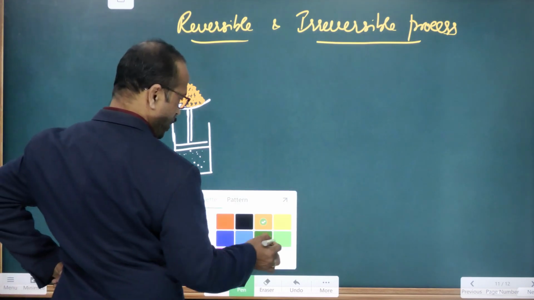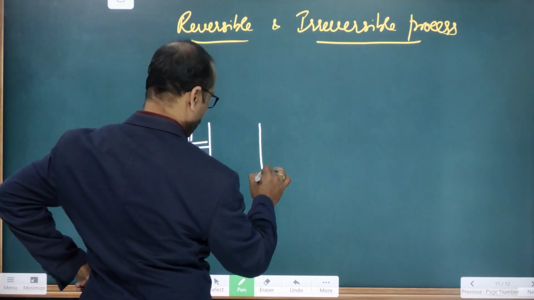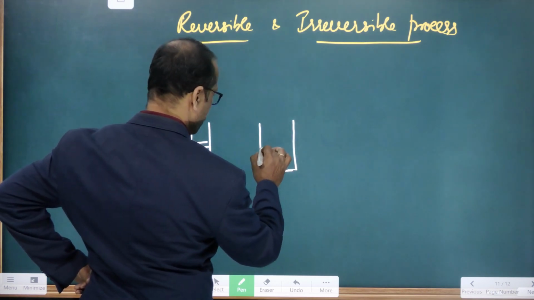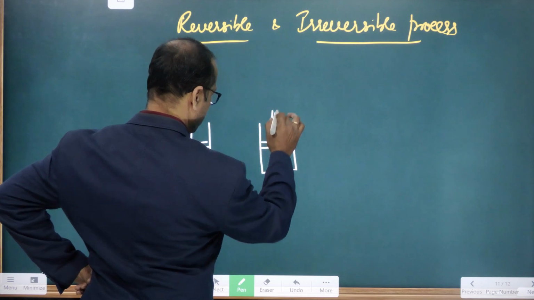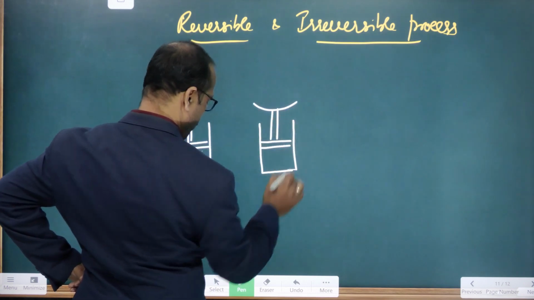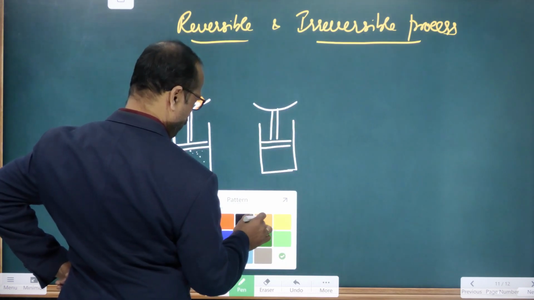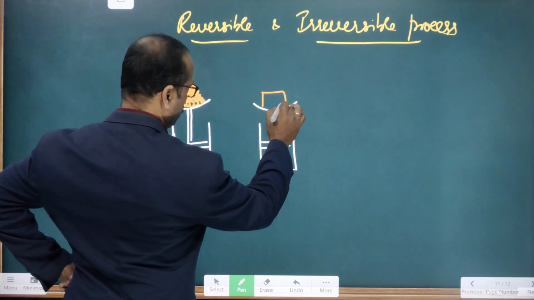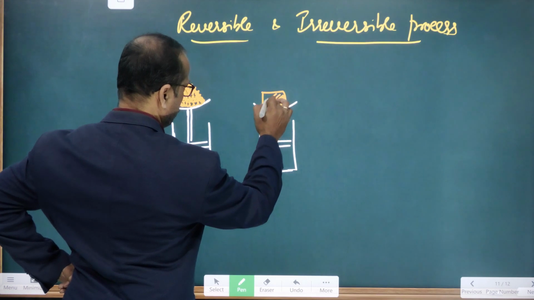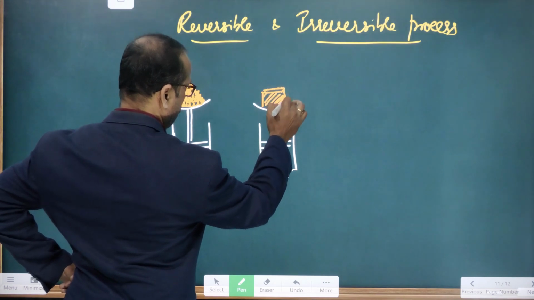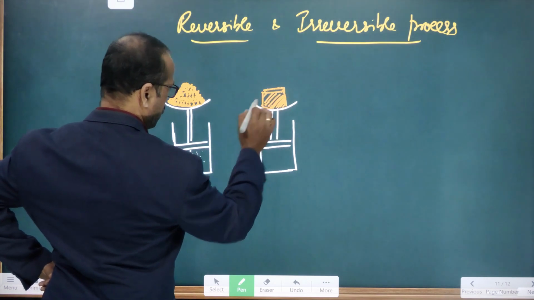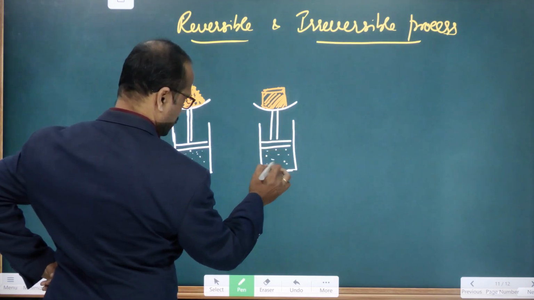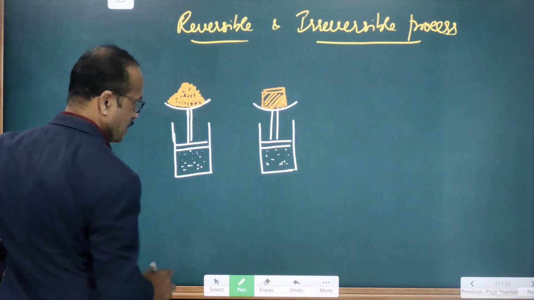Now what do I do? Here I'll take one more cylinder. So this is a piston. Here also I put one plate, and I'll put only one big stone. For example, you think. I'm putting one big stone. And here also there is a gas.